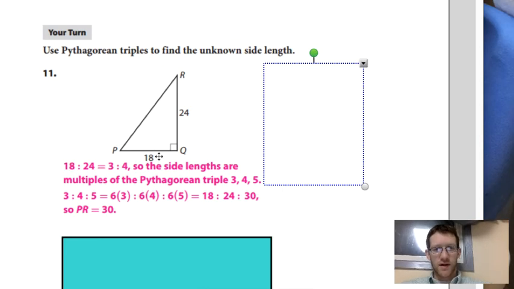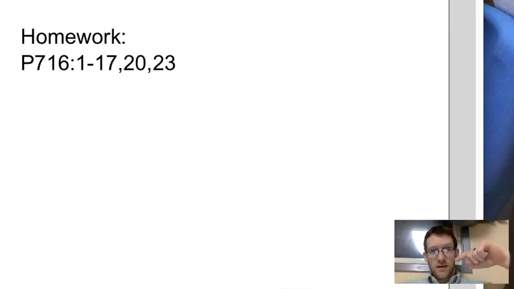Mostly, this is a shortcut method. Again, you could crank this out with the Pythagorean theorem. But you can save yourself some time and effort and brainpower if you can just recognize this pattern and use it. So this is going to be our last lesson in this section.